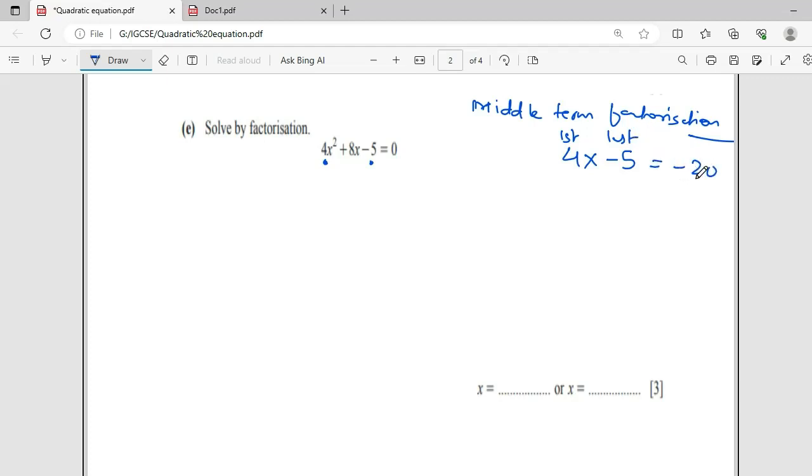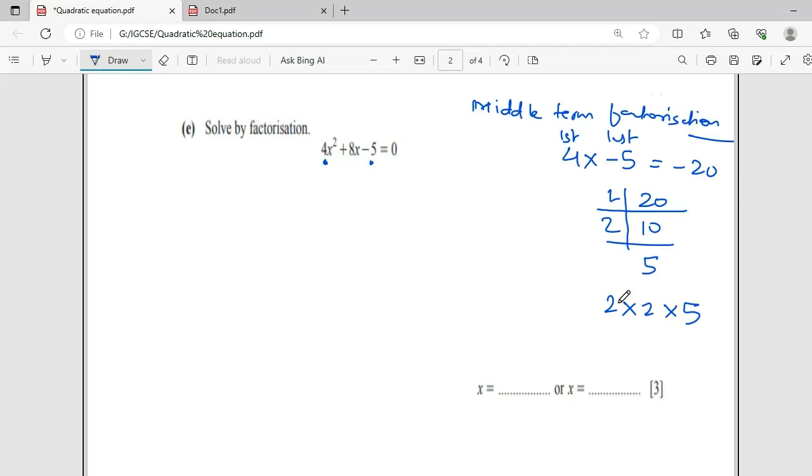Now 20 is our number. Factorize this 20. 2 into 10, 2 into 5. So we got the prime factors, 2 into 2 into 5, right? Am I correct or not? Let's check. 2 into 5 is 10, so 2 into 2 into 5, and 5 into 4 is 20.